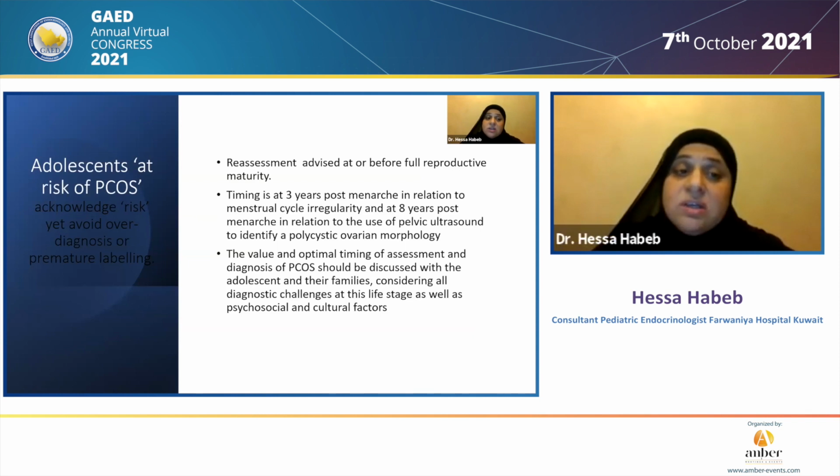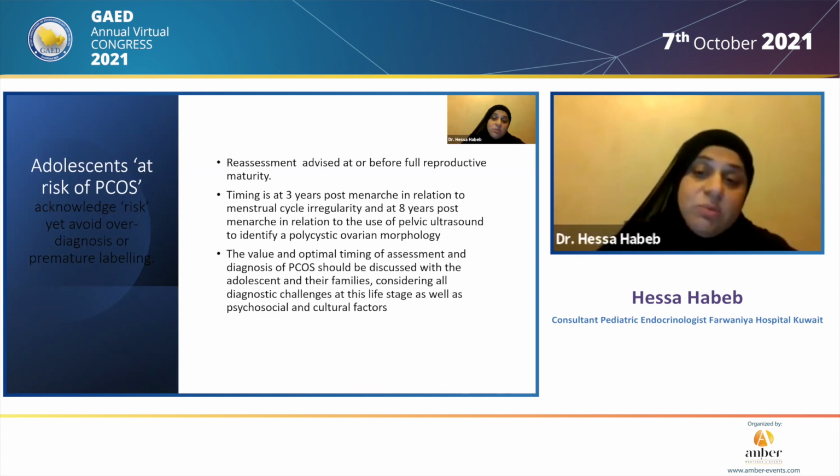Acknowledging the risk, yet avoiding overdiagnosis and premature labeling, is important, to allow the reassessment of these adolescent girls as advised at or before full reproductive maturity. The preferred timing is 3 years post-menarche in relation to menstrual cycle irregularity, and 8 years post-menarche in relation to the use of pelvic ultrasound to identify polycystic ovarian morphology.